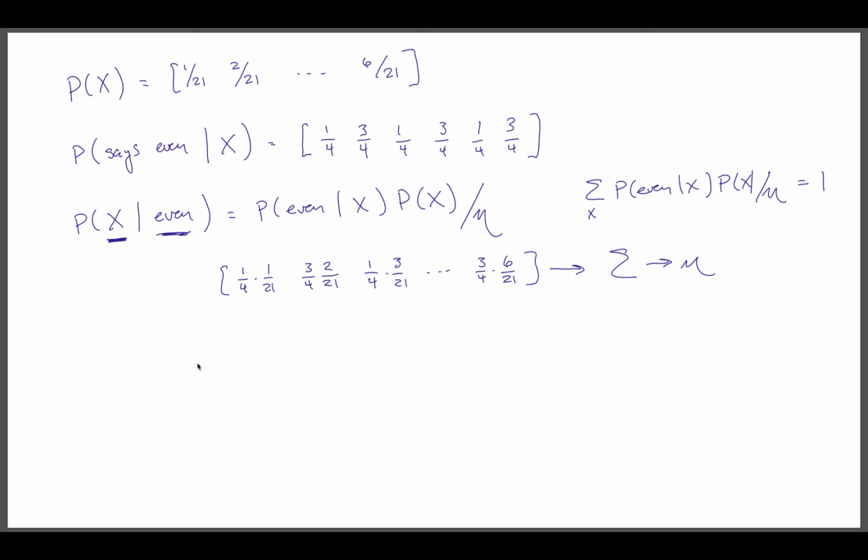And then the answer is just the fifth element of this vector. Actually, let me write out the remaining missing two elements: 3/4, 4/21, 1/4, 5/21. I'll put commas in between them to show they're distinct. And so our answer is just 1/4 times 5/21 divided by eta, where eta we got by summing this entire vector.